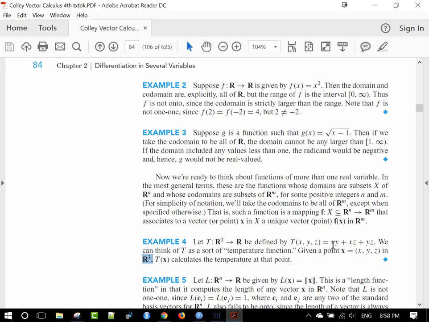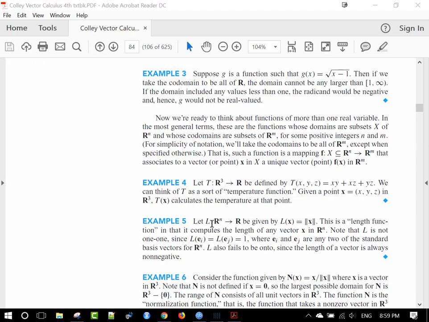And then depending on the coordinates, we get a certain temperature out according to this formula. So for example, at 0, 0, 0, it's 0 plus 0 plus 0, but at 0, 0, 1, that's still 0. At, let's say, 0, 1, 1, this is 0, this is 0, but this is 1. So it would be maybe 1 degree at that location.